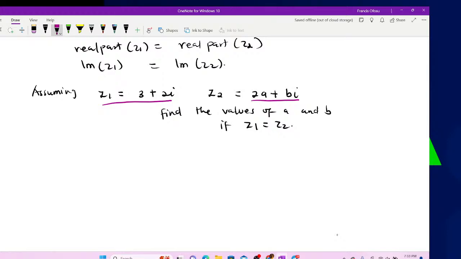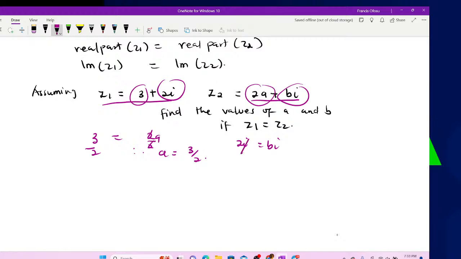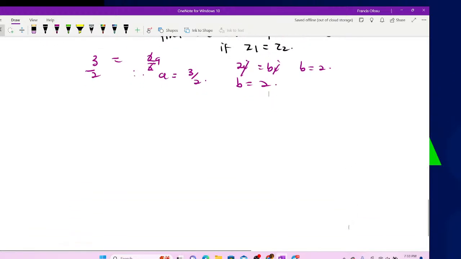But take note, from the equality, it says the real part of z1 should be equal to the real part of z2. So I can say 3 here is equal to 2a here. Therefore, a is simply equal to, you divide here by 2, here by 2, 3 over 2. Now we can have 2i here equal to bi. Therefore, the i will cancel i and we get b equal to 2. So this is a simple scenario of equality of complex numbers. Let's see another one.